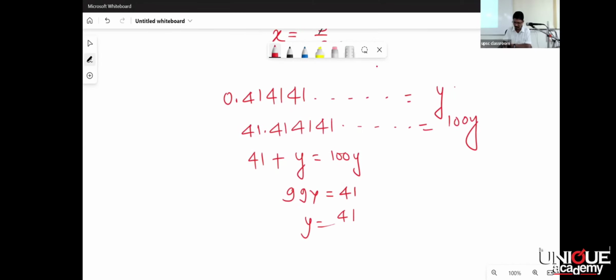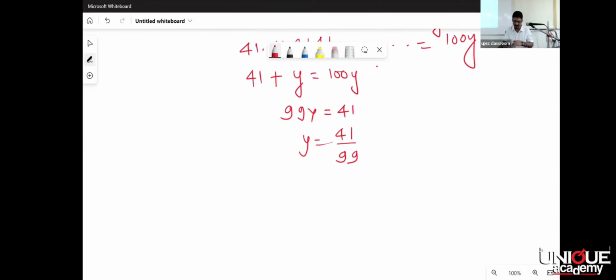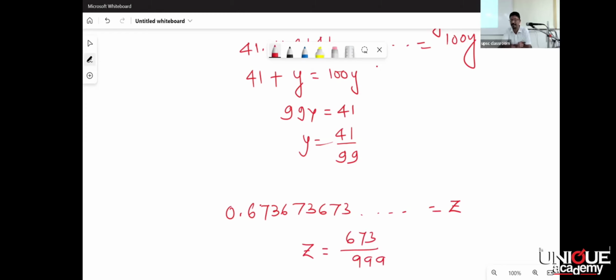Same is the case if you put 0.673673 dot dot dot. Let it be z, and from the shortcut point of view you can put directly z is equal to 673 upon 999. If you are interested to copy this, please do so within no time.